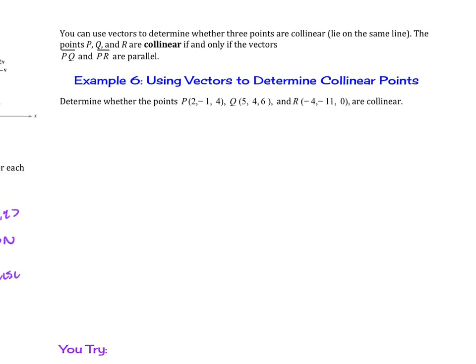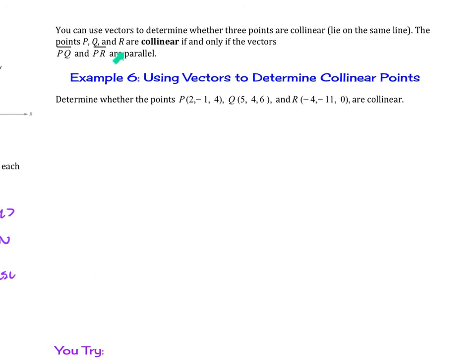So now we're going to use vectors to determine collinear points. You can use vectors to determine whether 3 points are collinear, meaning they lie on the same line. The points P, Q, and R are collinear if and only if the vectors PQ and PR are parallel. So we have to figure out these points here. Let's start with vector PQ, so we'll need to write that in component form first.